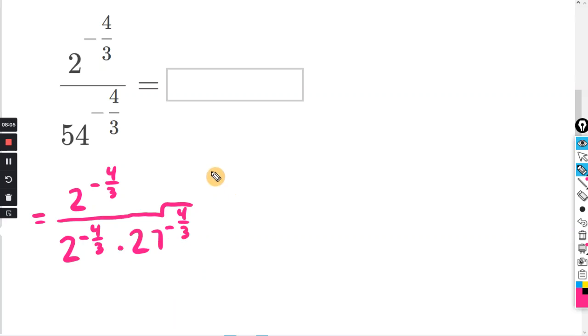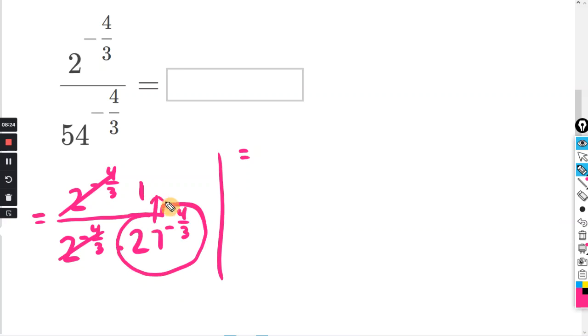All right, and now from here, it's not bad. These are all multiplied, so I can cancel 2 to the negative 4/3 over 2 to the negative 4/3. That's gone. And I can move this up. Since it's a negative exponent, I can shift the whole thing up to the numerator and change the plus minus sign on the exponent. So this is just going to be 27 to the power of 4 over 3. You can have it times 1, but that does nothing.